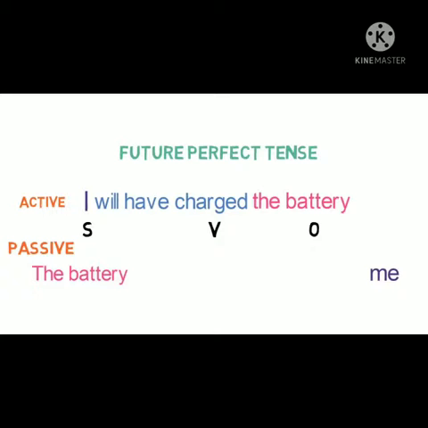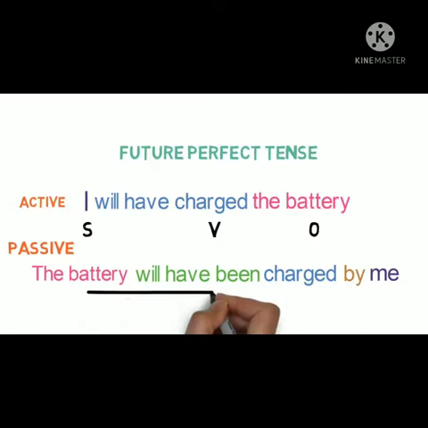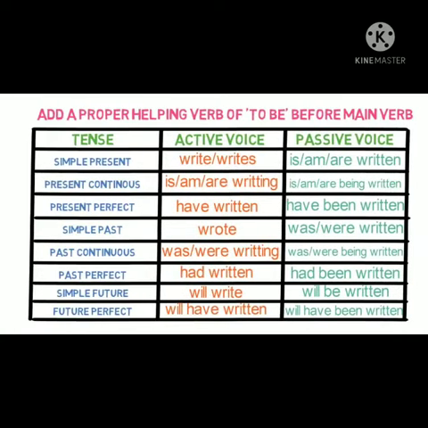Now converting the main verb to third form, it will be charged. Next, adding a suitable helping verb of to be, it will be will have been. Lastly, we need to add by here to make the sentence complete. So the whole sentence is, the battery will have been charged by me. These are the 8 ways in which you can convert an active voice to passive voice. Now I am sure that you will not have difficulty in conversion of active to passive voice. That's all in active passive voice in this video.